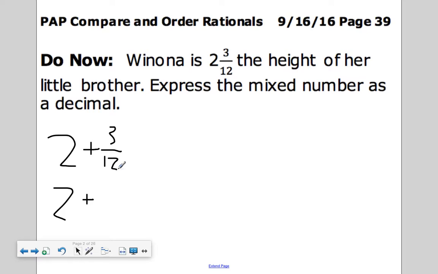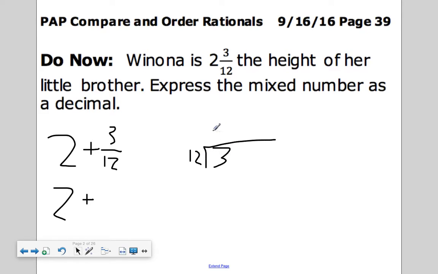Can 12 go into the hundredths place? It cannot, so we're going to have to divide. Another way to rewrite this fraction as a division is 3 divided by 12. Some students have a hard time remembering how to read this, so they use a saying: top number goes in, bottom goes out. I have a 3, and I'm breaking it down into 12 parts.